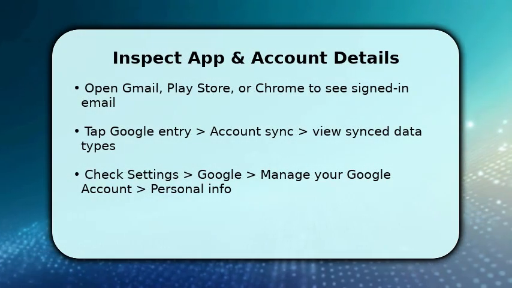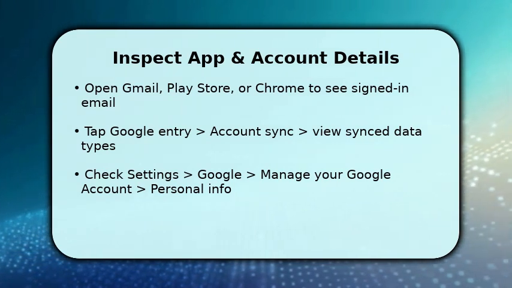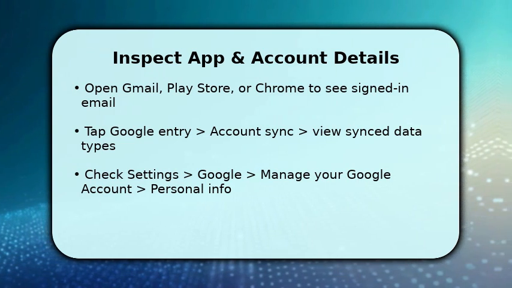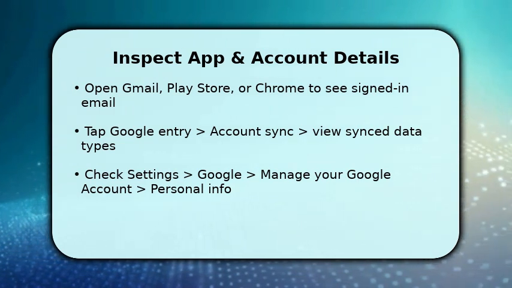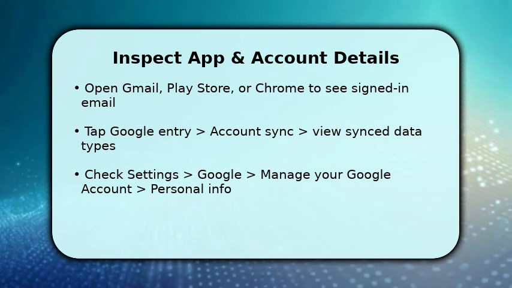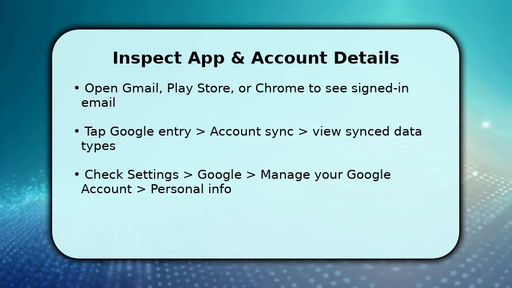Next, you open core apps like Gmail, Play Store, or Chrome to confirm which email is signed in. Apps often show the address at the top. Then go back to Settings, tap the Google account entry, and choose Account Sync to see what data types were syncing. That helps explain why the account was used.